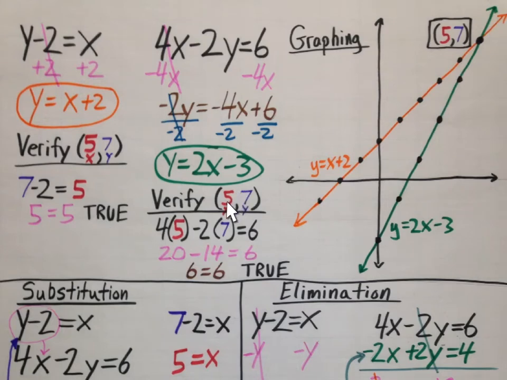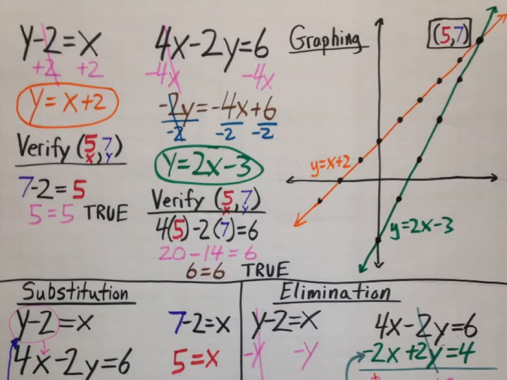Same thing here. I take the 5, plug it in for the x. Take the 7, plug it in for the y. There in purple. 4 times 5 is 20. Negative 2 times 7 is negative 14. And then 20 minus 14 is 6. 6 equals 6. True. So we just verified that that point is actually the point where we cross. That is one way of solving this system.